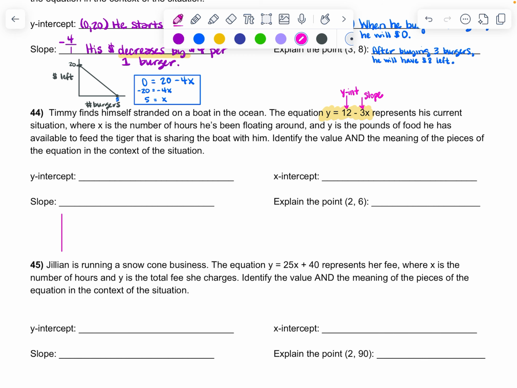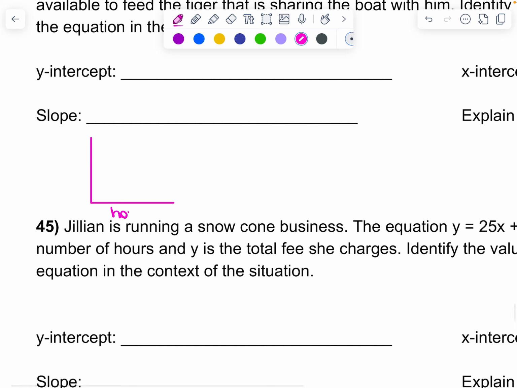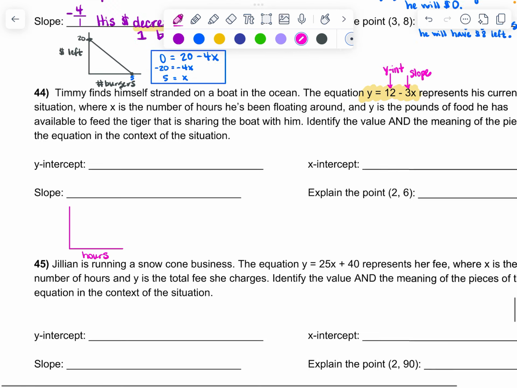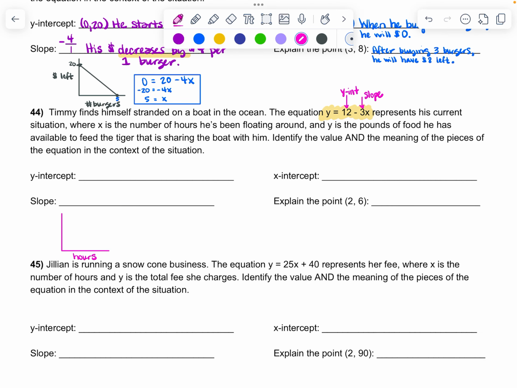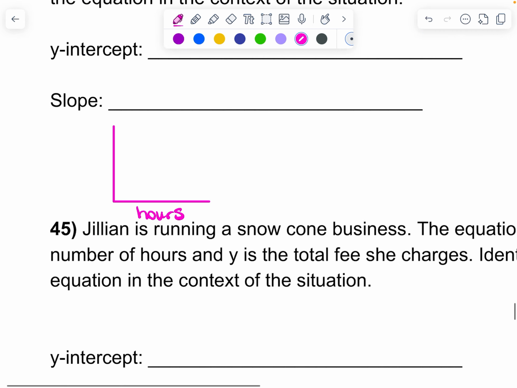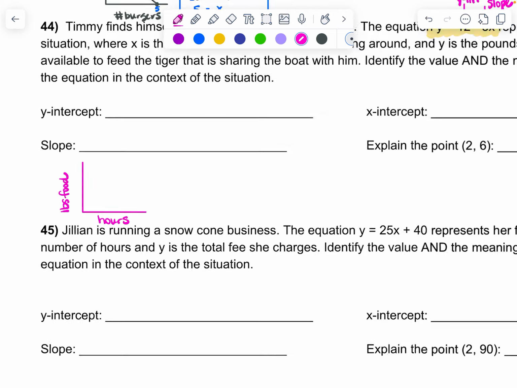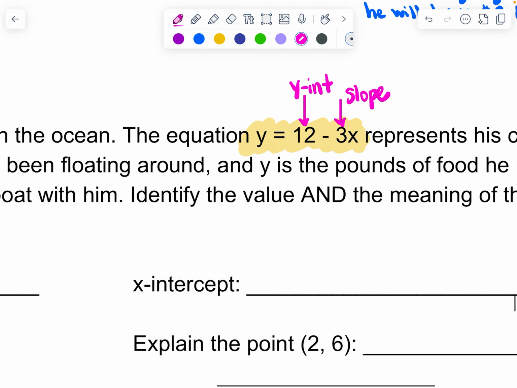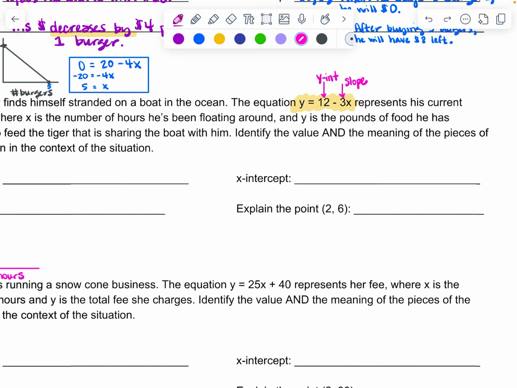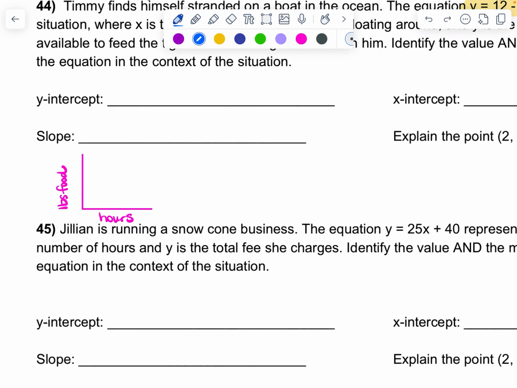x is the number of hours he's been floating around. Again, I love to create a little graph just to give myself a visual. So x is the number of hours he's floating around, and y is the pounds of food he has available to feed the tiger he is sharing the boat with. Oh my gosh, I did not write these problems. Pounds of food for the tiger. So clearly, according to this equation, how many pounds of food are we starting with?